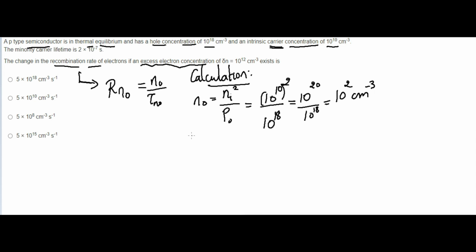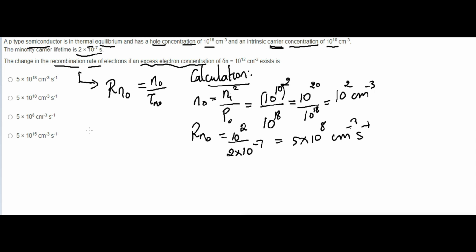Then afterwards you can go for R, the rate of change. R n0 equals n0 divided by tau n0. From the previous formula, n0 is 10^2. It is divided by 2 into 10^-7, because it is the minority carrier lifetime, tau n0. If you do the calculation, you will get 5 into 10^8 per centimeter cube per second.